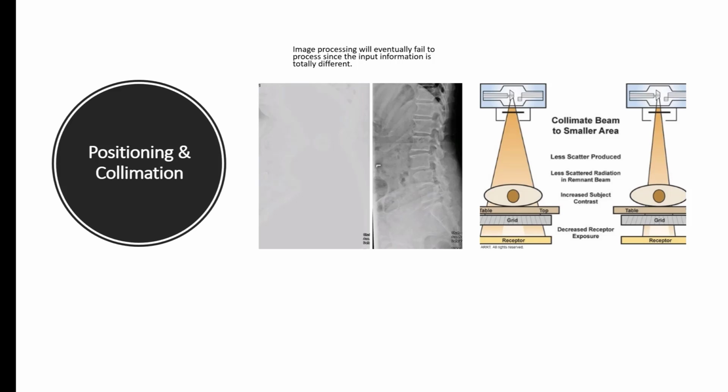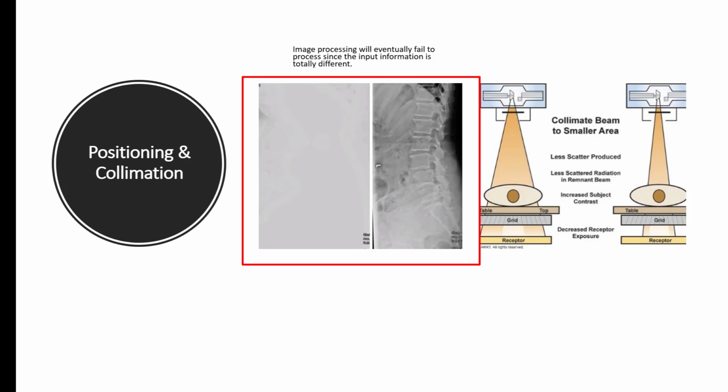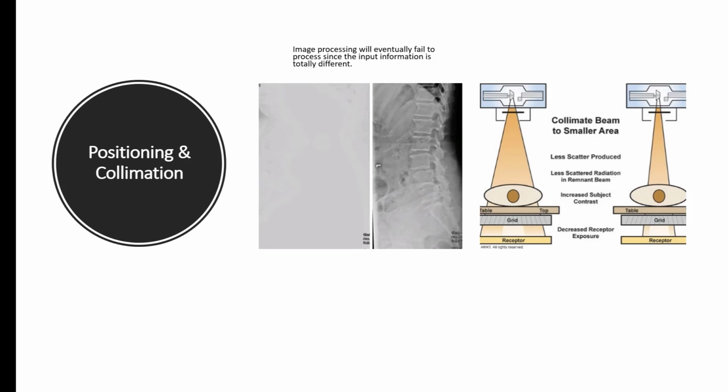Here's a real simple one. Without the proper positioning and collimation, will you get the data you need to create an image? Image processing will eventually fail to process any image when the input information is totally different from what it expected.